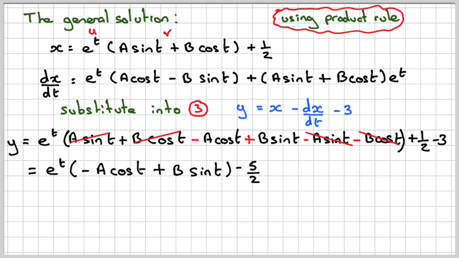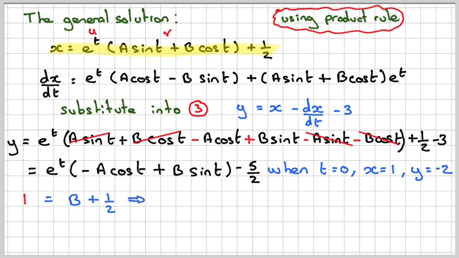So the next step is we've got to find these constants. So using the initial information, the boundary conditions or the initial conditions, t is 0, x is 1, y is minus 2. So using this one here that I've just highlighted, we're going to put the 1. Now the great thing is sine of 0 is actually 0, so we're just going to be left with b cos of 0, which is actually 1. So we're just going to be left with b plus a half, and then that will give me that b must be equal to a half.